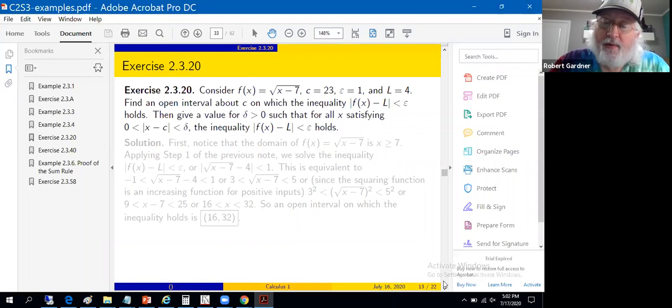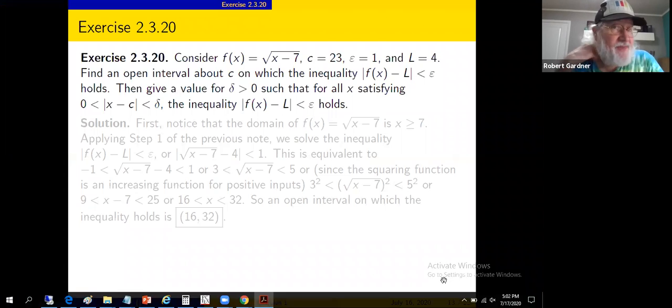All right, so same thing we just did, except this time we're going to do it algebraically instead of looking at a graph. It's a similar function. It's a square root function. I suspect you can probably graph the square root of x minus 7. Okay, consider this as the function f of x. C equals 23, so x will approach 23. Epsilon equals 1, and L equals 4.